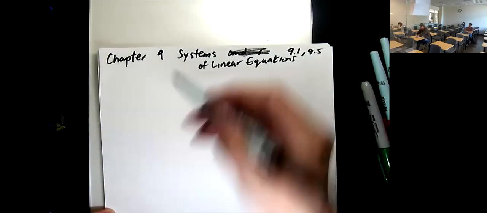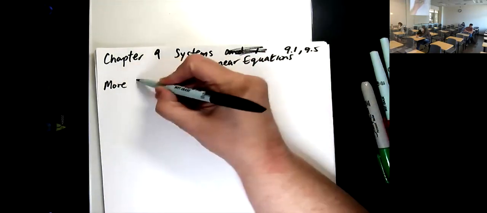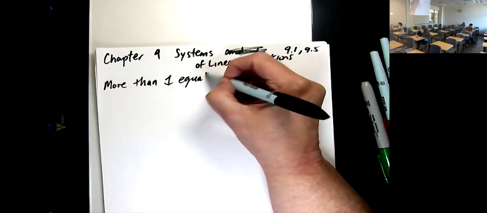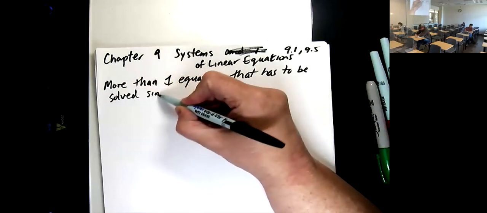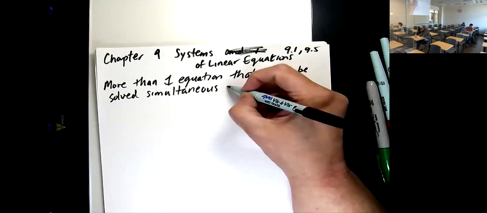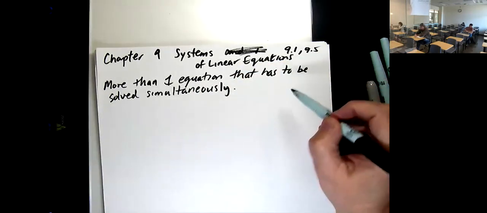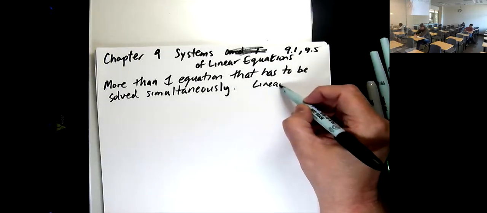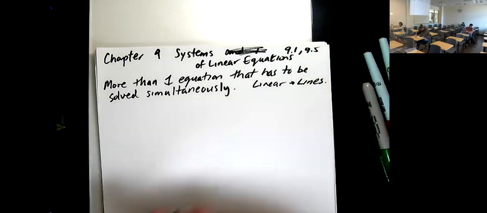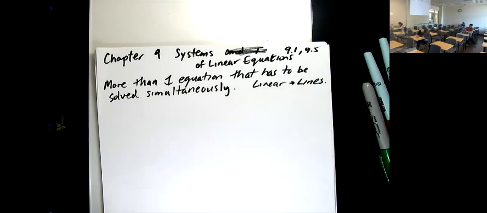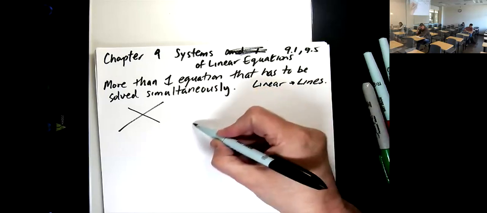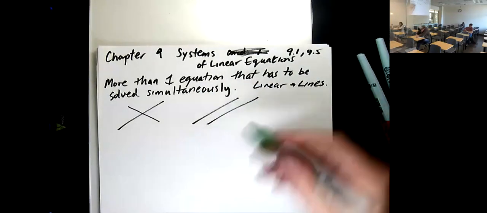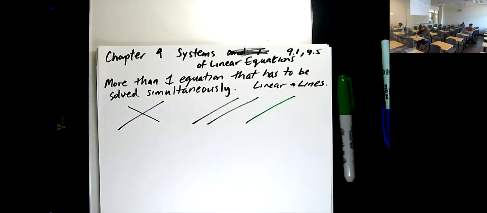So systems of equations is when we have more than one equation. More than one equation that has to be solved simultaneously. That's a system of equations. The linear part will make them just lines. So a system of equations, if there's two equations, they can cross, they could not cross, or they could quite literally overlap. It can effectively be the same line.